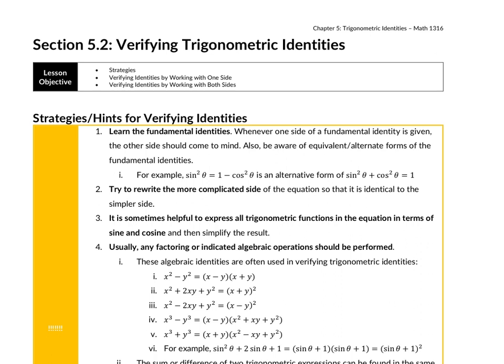It also is sometimes helpful to express all trig functions in the equation in terms of sine and cosine. So that means if you have tangent and cotangent, you're going to want to change them to the sine and cosine version with the quotient identity. If you have secant or cosecant, you might want to change them into their reciprocal identities as well. Sometimes that's super helpful, especially when you're stuck.